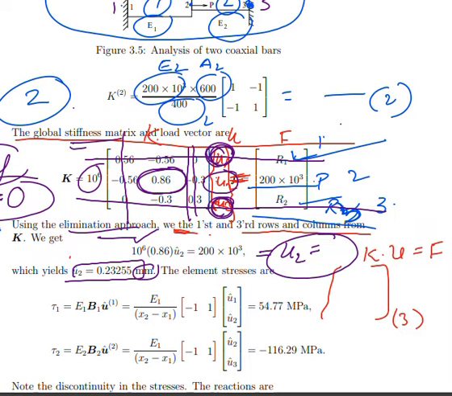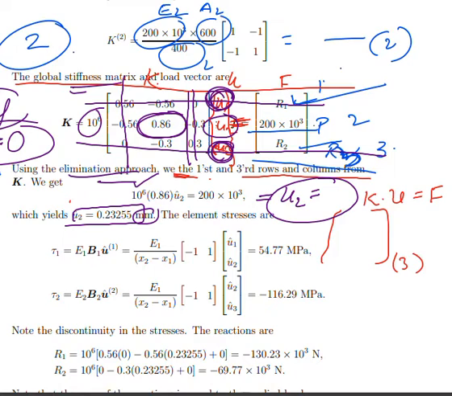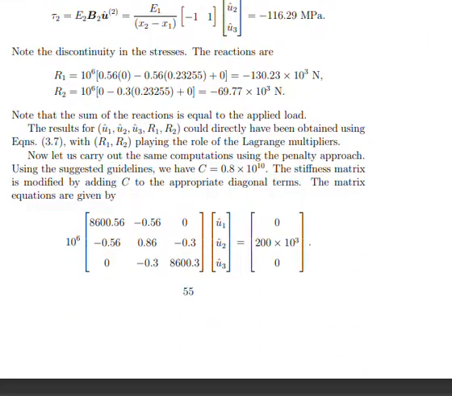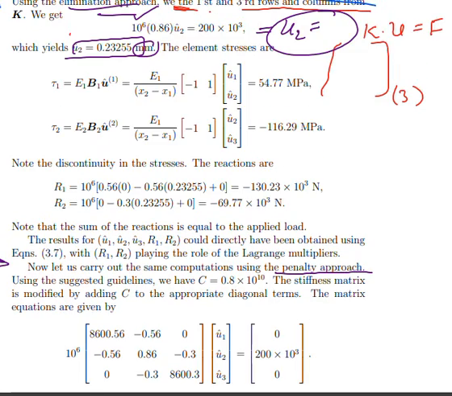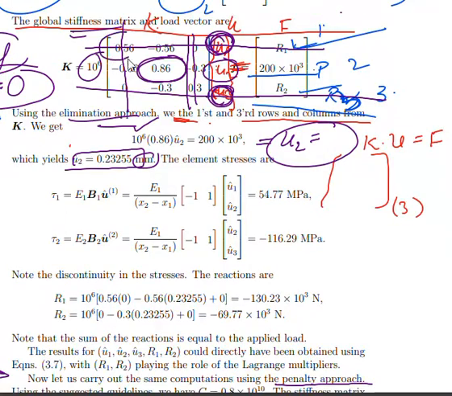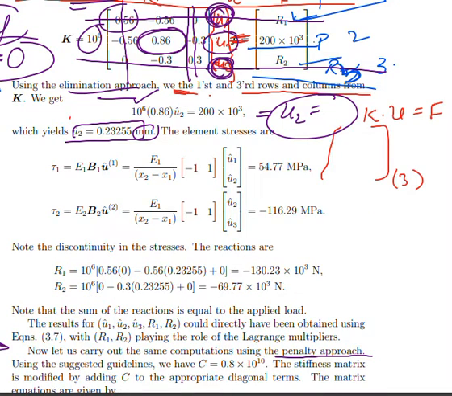So in this way you have obtained the displacement vector. But now I will discuss what the penalty approach is with the same problem. From here we are using the penalty approach. In the penalty approach, there is the same matrix as we have solved before. This one. If you want, you can write it once again.